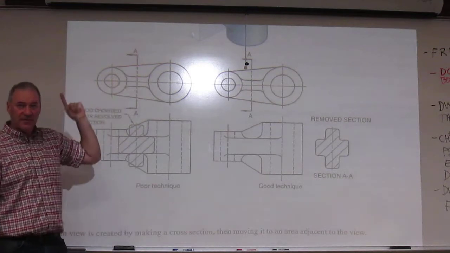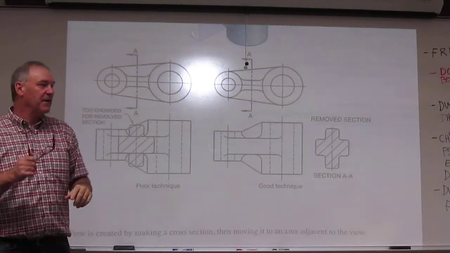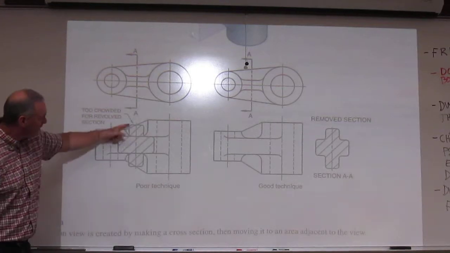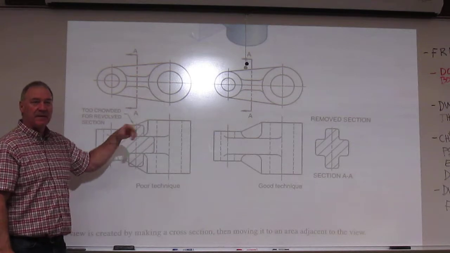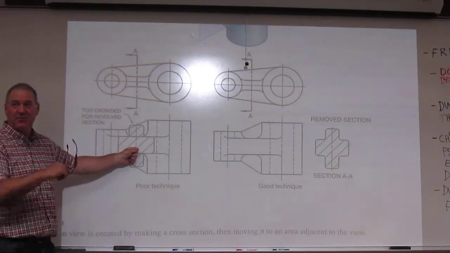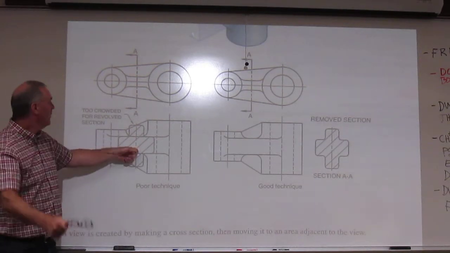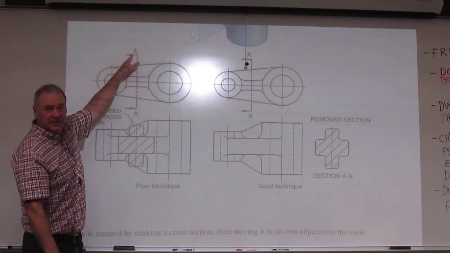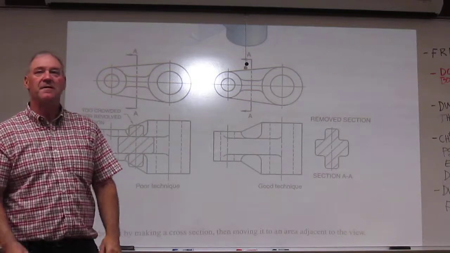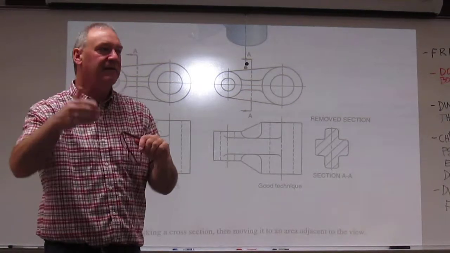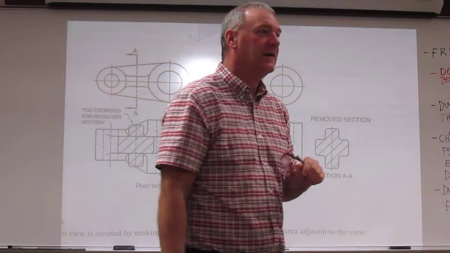Now, we've got one extra thing. Since we don't have enough room to display the section here, you can see how crowded it is, we're going to pull it off the object. Now, the second we take this section and create another view out of it, we need to identify it. Therefore, they've interjected the letters A. On sections, we generally use letters: A, B, C, D, E, F, and so on.